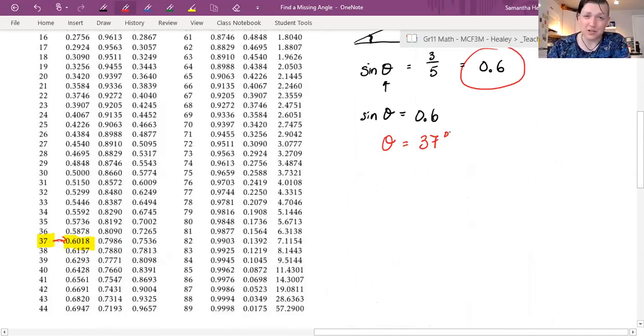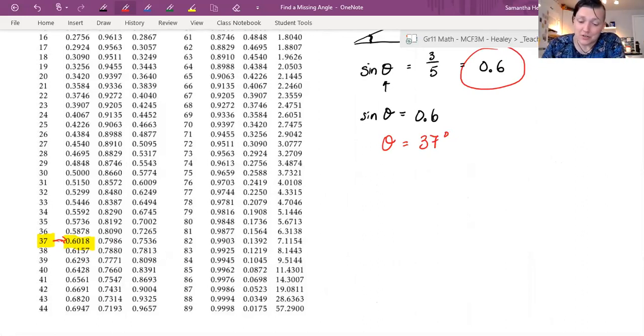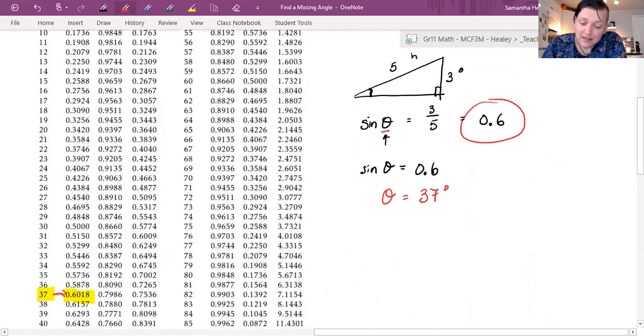Inverse means reverse, means opposite, means backwards. We're just going backwards. Last time we were using the angle and the known ratio to find a missing side. This time we're using known sides and the known ratio to find a missing angle.